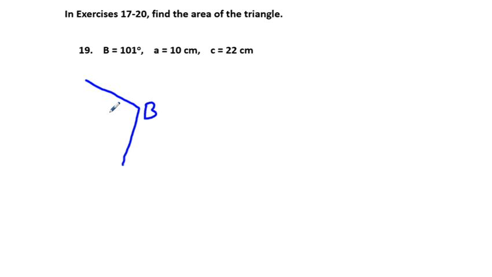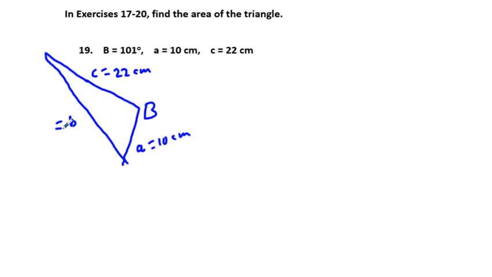And then we have side A. We'll call this short side A equals 10 centimeters. And side C equals 22 centimeters. So to find the area, we need to find this side B, little b, which we don't know what that is. Well, for this, what do we use to find our third side so we can subsequently use Heron's formula? Well, we use our law of cosines.